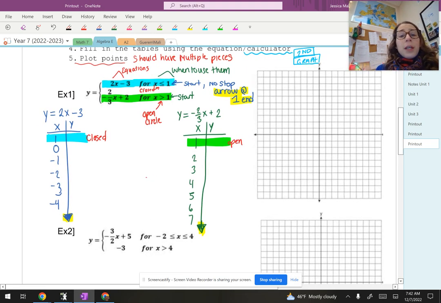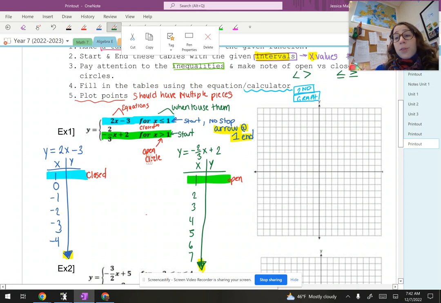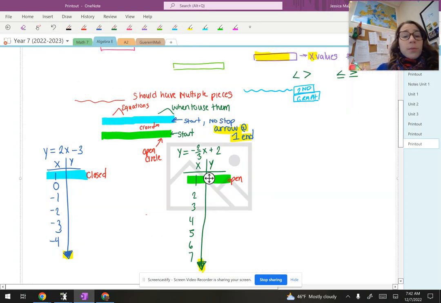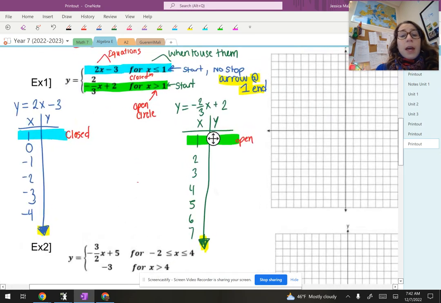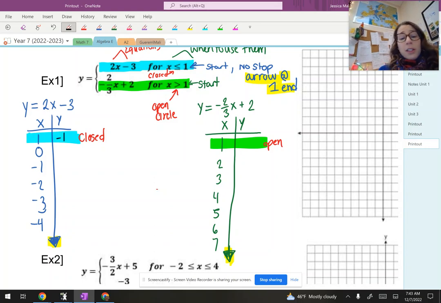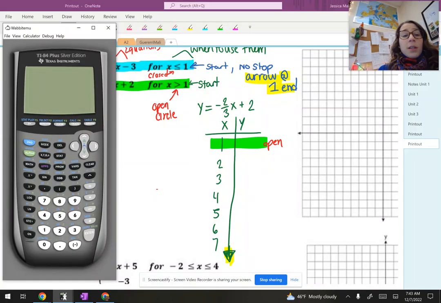All right, so to get to your next step, we made notes of open and closed circles. So we're filling in the tables using our equations and/or the calculator. Yes, you can sit here and just plug every value in. If I plug in 1 for x, 2 times 1 is 2, minus 3 is -1, and you can continue going that way. That just leaves you open to making some possible mistakes.